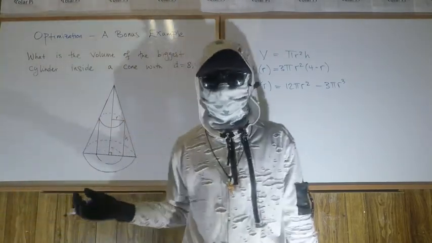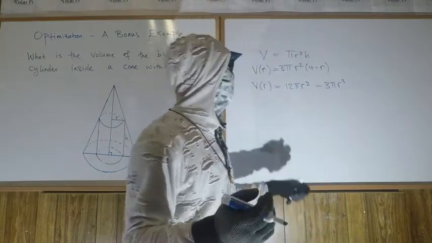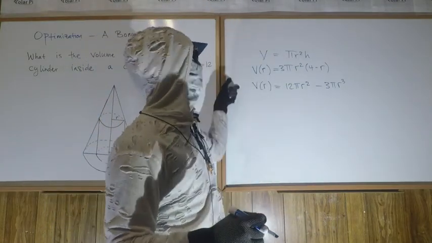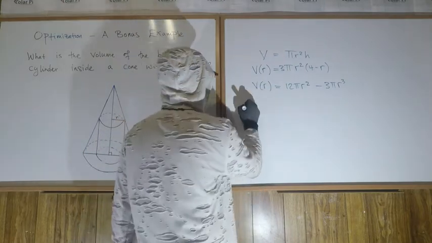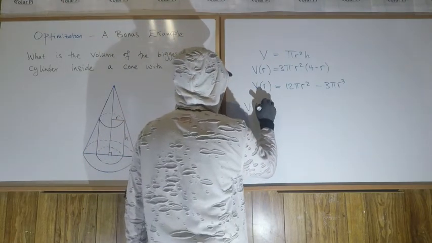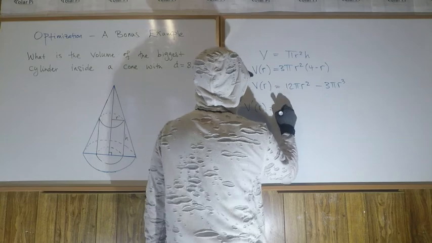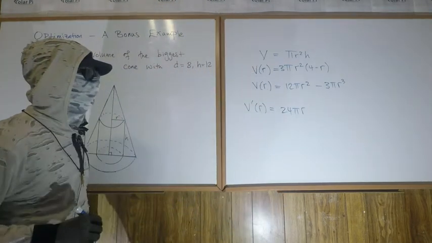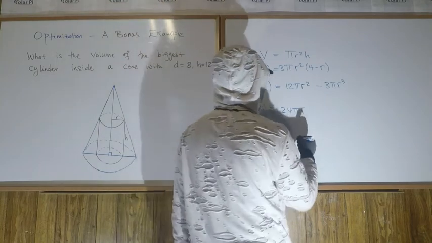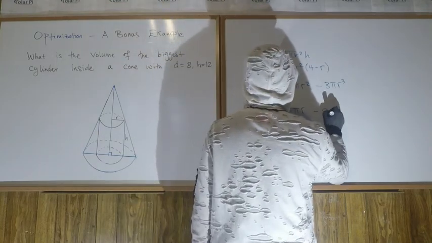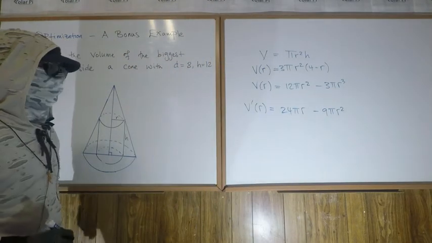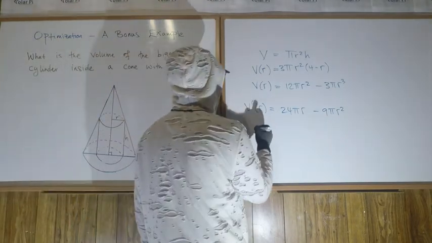Well, as with every optimization question, once we figure out the function we're trying to optimize, which is maximize or minimize, and we get it into one variable, we take the derivative. So we're going to say v prime of r is equal to, well, that's going to be 24 pi r, right? I'm taking the derivative now with respect to r, so 24 pi r, and then minus 9 pi r squared. Got it. What do we do once we find the derivative? We set it equal to 0, seeking critical numbers, right?